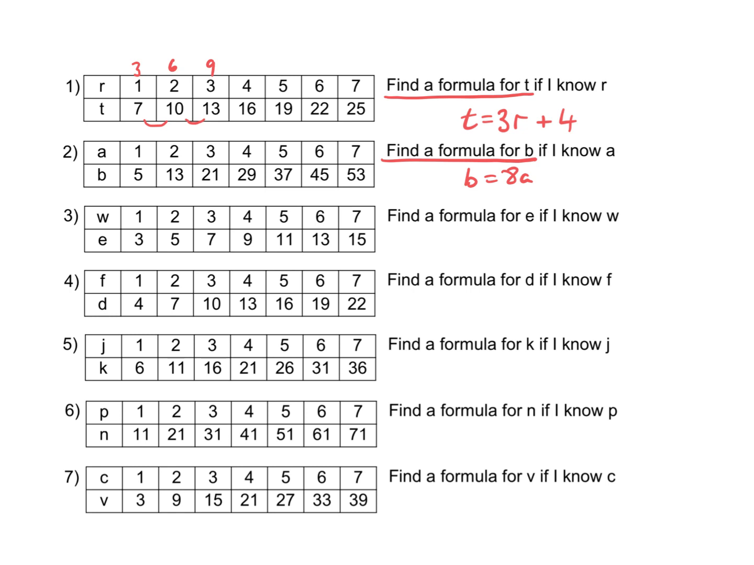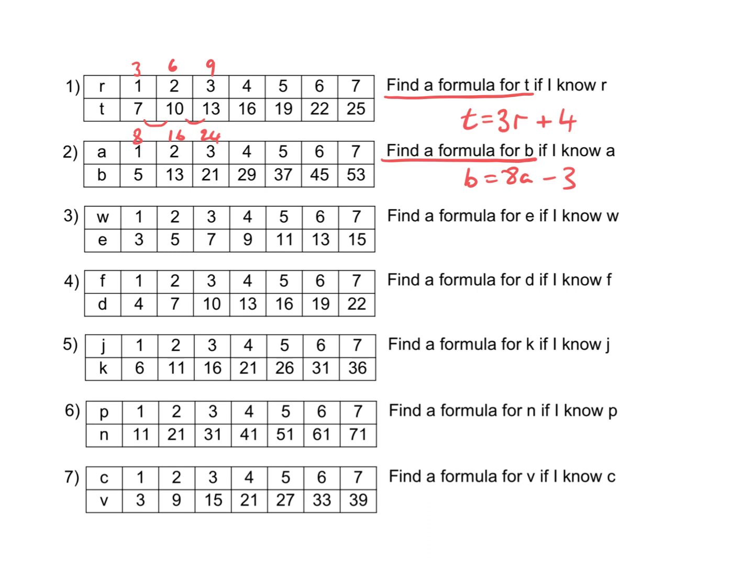And if I do 8 times a, I'm going to end up with 8, 16 and 24. And then I need the correction number to get from my 8 to my 5, my 16 to my 13, and my 24 to my 21. Now each time there I'm going to need to take away 3. So that finishes off the formula over here. So b equals 8a, take away 3.